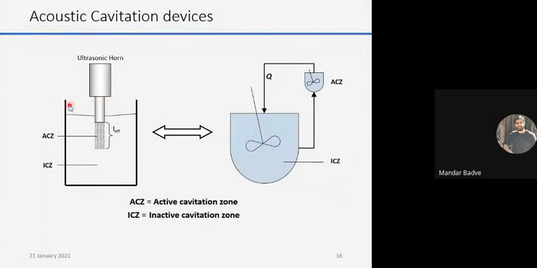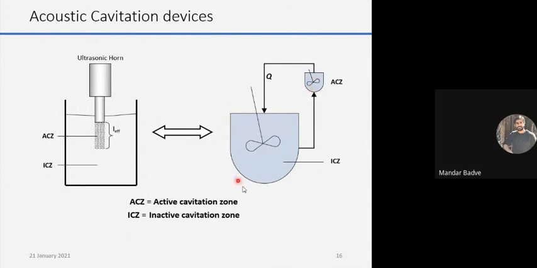So let's say this is your reactor and this is the ultrasonic horn dipped in it, right? Then this is the region where the cavitation takes place, the region where your liquid experiences the maximum effect of the ultrasound. This is called the active cavitation zone, and the rest is the inactive cavitation zone, because here the liquid doesn't experience much of the cavitational effects or much of the effect of ultrasound, right? This can also be explained by the fact that out of the entire reactor, your cavitation zone is very small, right?